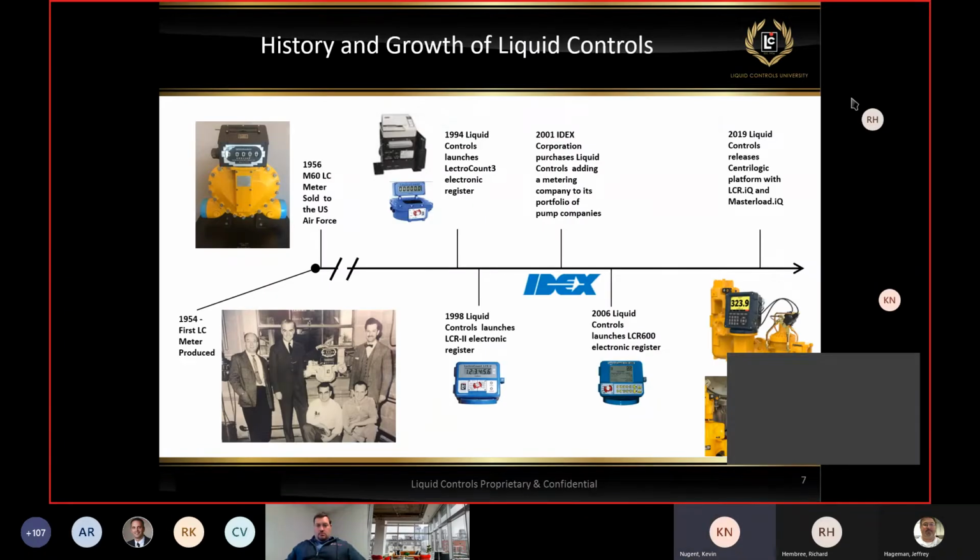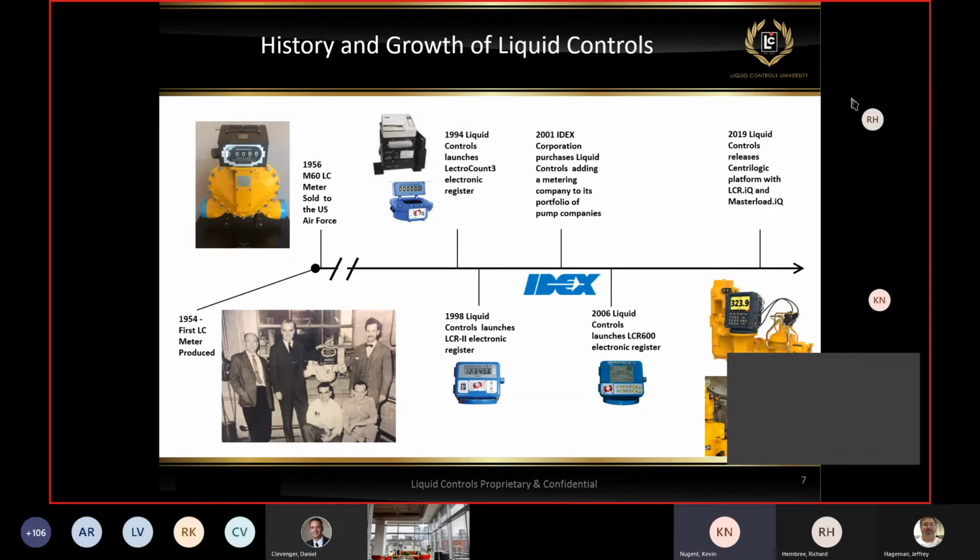Here's a little bit of a history and growth regarding Liquid Controls. There was that first meter that we sold to the United States Air Force in 1958. That starts us on our way. 1954, the actual first meter was created in the back corner of Amco Tools. There you see George Richards on the far right and Fred Wacker kind of in the center.